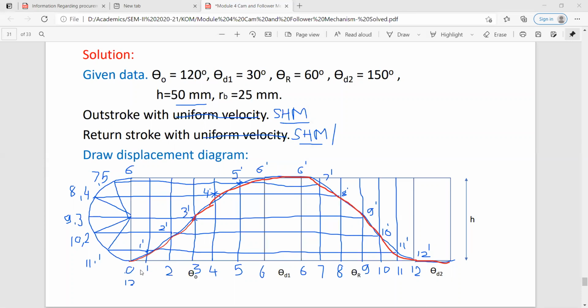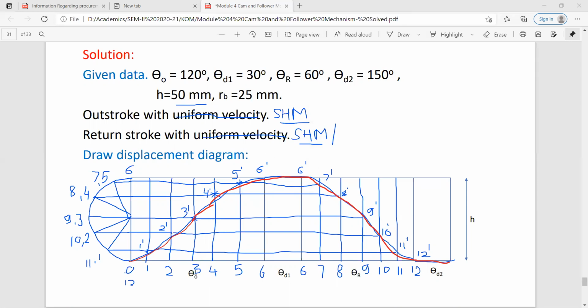Yes, sir. But the angle of rise is greater than the angle of return. So should we take 6 to 12 small, or is equal okay? Equal is okay because this length does not matter. But whatever length you take, you divide it into equal parts. You can take the same length. We are not drawing it proportionally.